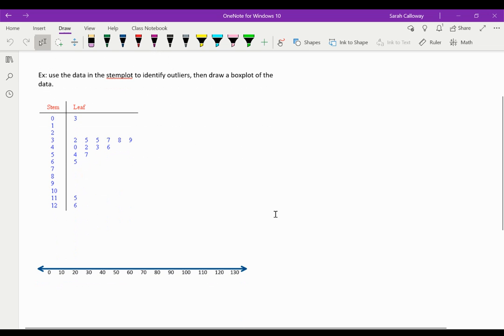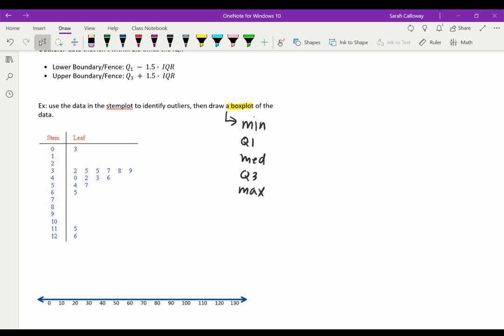So we're using data in a stem plot to identify the outliers. When I have to find a box plot, that means I want to do the 5-number summary. Remember, the 5-number summary is the minimum, Q1, the median, Q3, and the maximum. I want to find those 5 values so that I can find the IQR, because I need that in order to find my boundaries or my fences, whatever I want to call them.